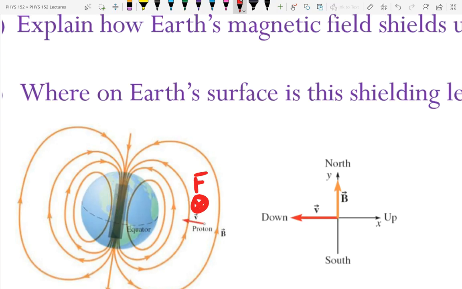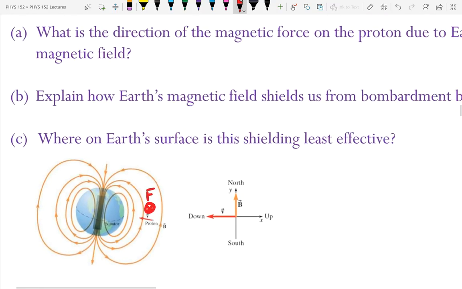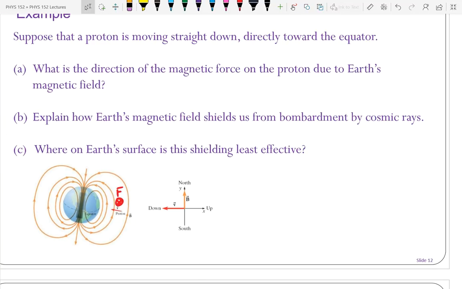So we got part A. Now part B. How does the Earth's magnetic field shield us from bombarding cosmic rays? Well, I just said it deflects them away. Part C. Where on the Earth's surface is this shielding the least effective? Where?